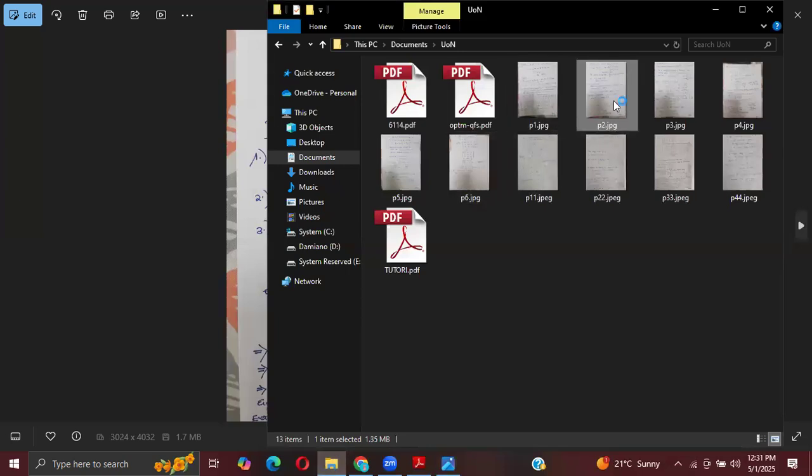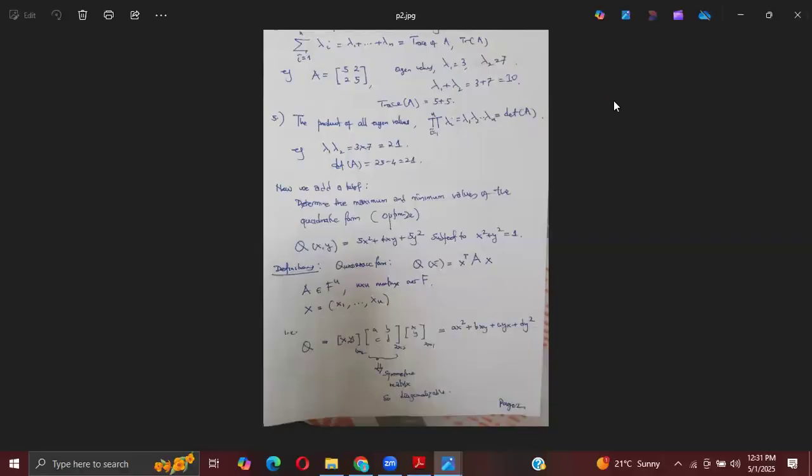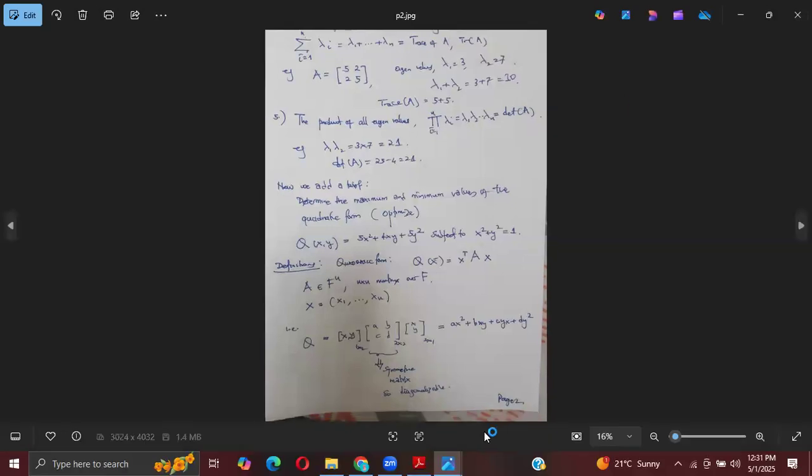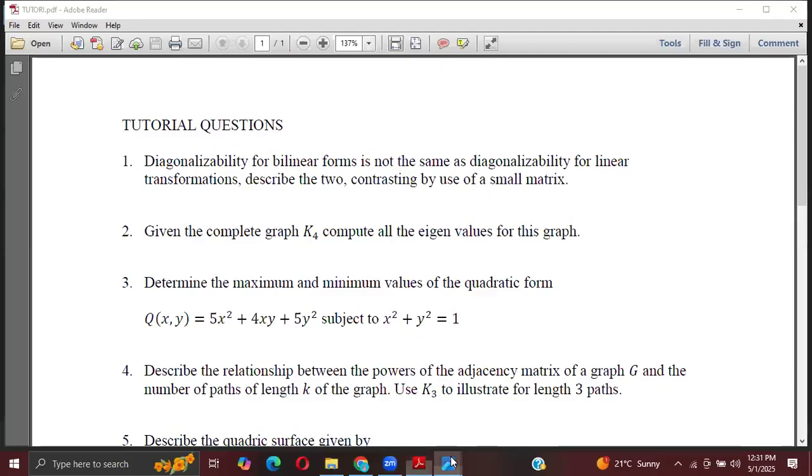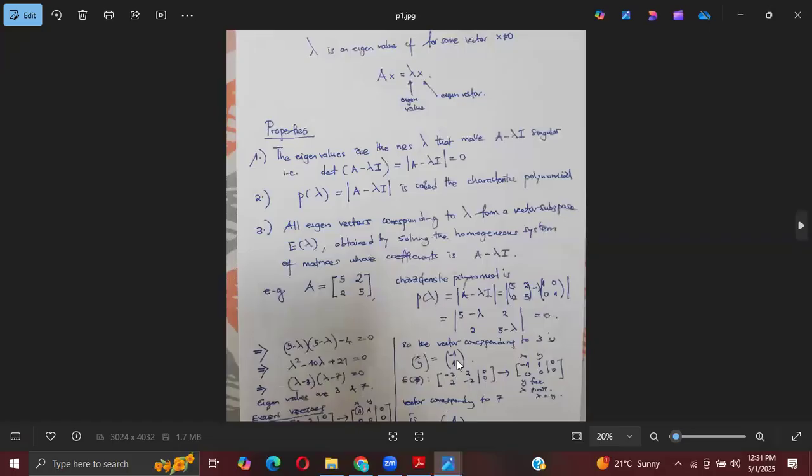Let me see whether I have that in the next slide. Page 1, page 2. Well, no, I don't, but no worries. So for this case, it turns out that the eigenvector corresponding to 7 is (1, 1). That means if you take this matrix of ours and multiply by the eigenvector, it should be the same as 7 times (1, 1).